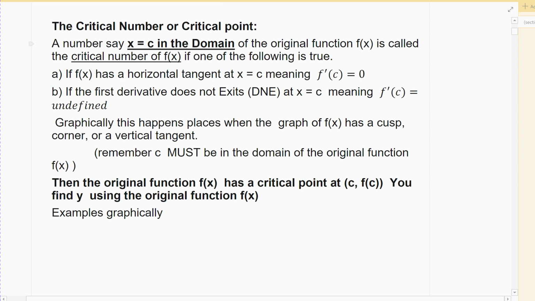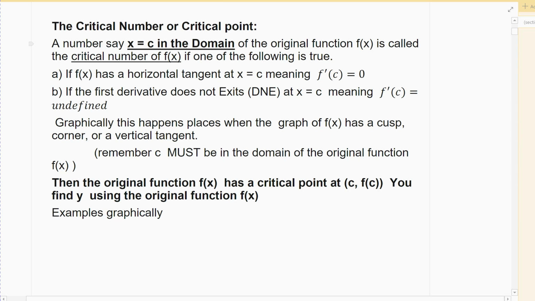It's a critical number if one of the following two statements is true. C is in the domain, and at C, I have a horizontal tangent. That's the most common one. My function comes to a stop. My slope is 0, right? So it's come to a stop. There's a horizontal tangent there.